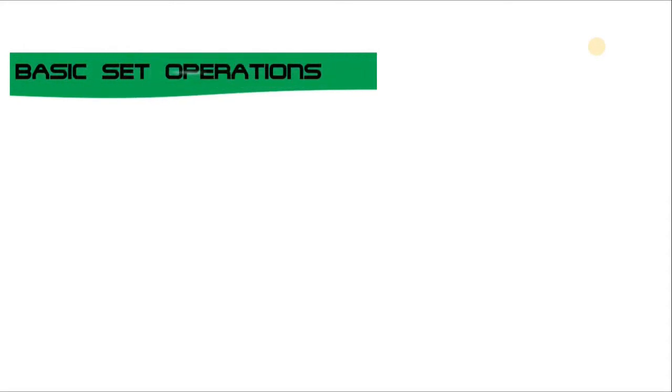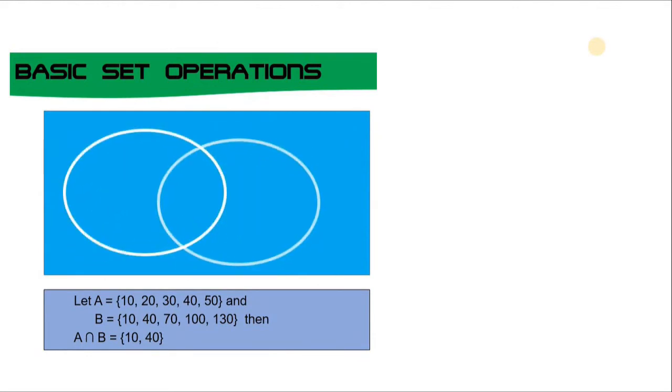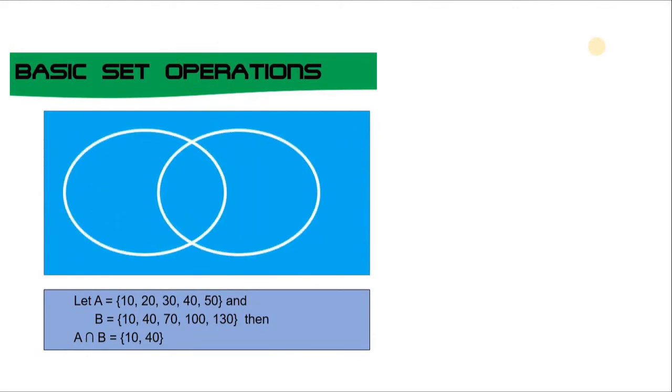Right, so that's an example of the union of two sets. So another basic set operation is this one. So we have, let A be 10, 20, 30, 40, 50, and let set B be 10, 40, 70, 100, 130.